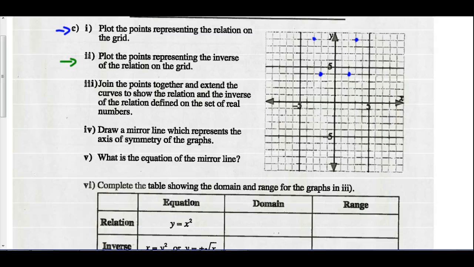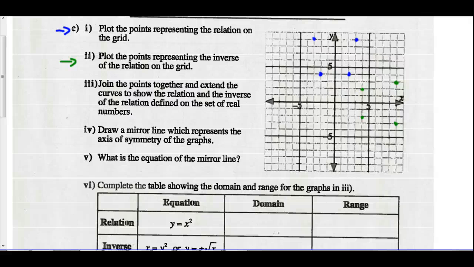So we were told the inverse points were when x was 4, y was negative 2 and positive 2. When x was 9, y was negative 3 and positive 3. There's our inverse ones. Part 3 says join the points together and extend the curves to show the relation and the inverse of the relation defined on the set of real numbers.